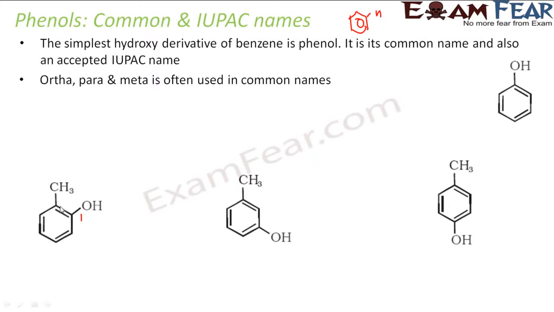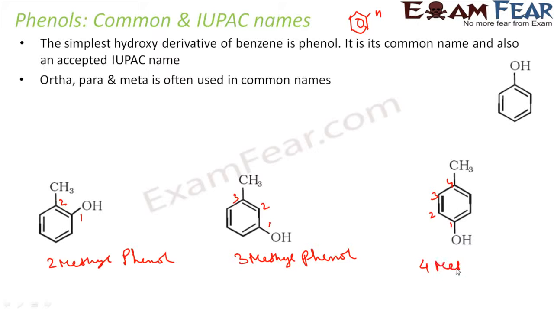I'll show you the example. This is position one, because it is the primary one. This is the second, and at the second position I have a methyl group, so it is 2-methyl phenol. This is 1, this is 2 and this is 3. At 3 I have a methyl group, so it is 3-methyl phenol. Similarly here, 1, 2, 3, 4, it is 4-methyl phenol.